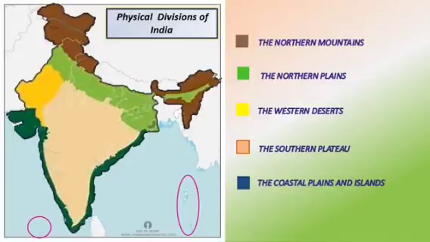In the last class, we have already discussed about the physical divisions of India. India is broadly divided into 5 major physical divisions. They are the northern mountains, the northern plains, the western deserts, the southern plateau, and the coastal plains and islands. Today, let us discuss in detail about the northern mountains.